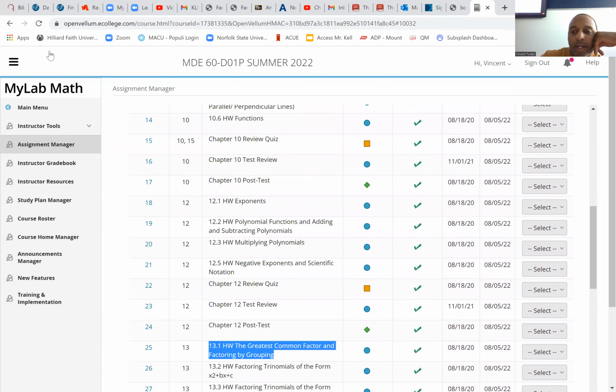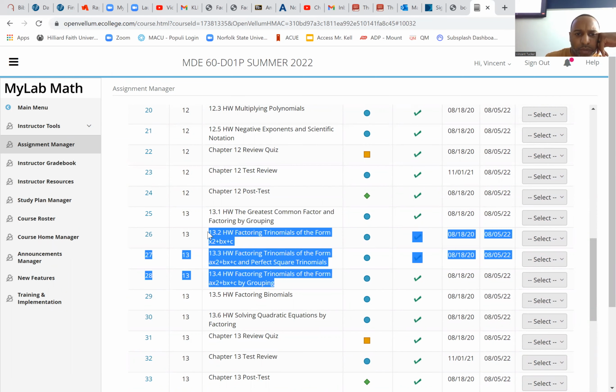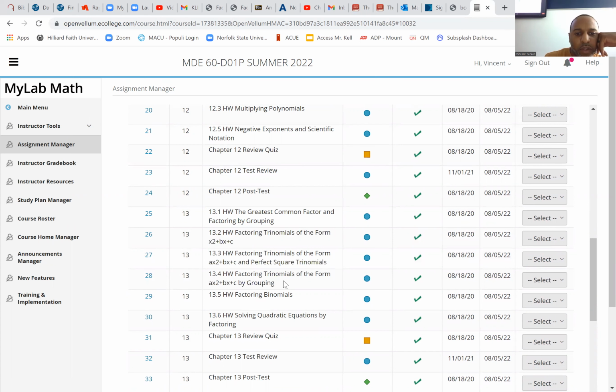Next class, we'll pick back up and get started with factoring trinomials. We'll probably do all 3 of these sections, 12, 3, and 4, because all of them are factoring trinomials. And then go from there.